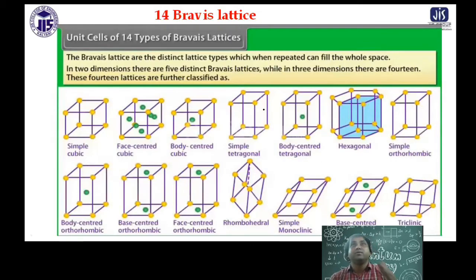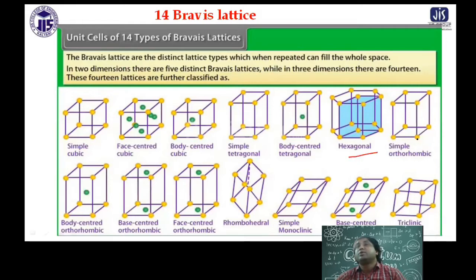Simple cubic, you know, has no other atoms excepting the corners. With body centered cubic, one atom will be at the center of the body, the center of the unit cell. Face centered means an atom should be at the center of each face. A simple tetragonal is there. Body centered tetragonal you can see. Hexagonal, now it is okay. This is the hexagonal structure.